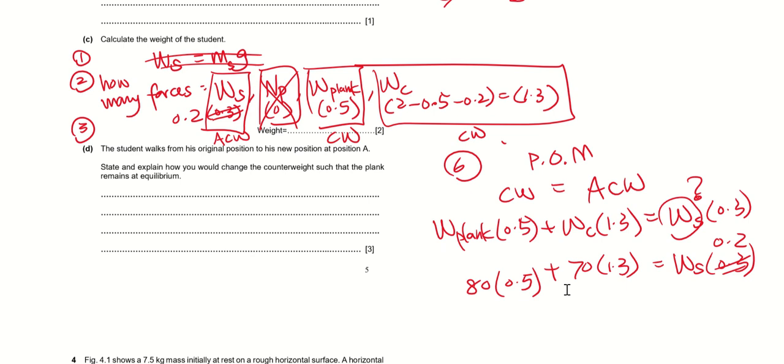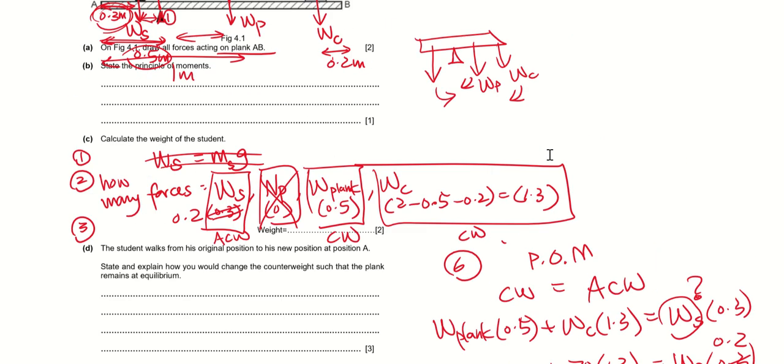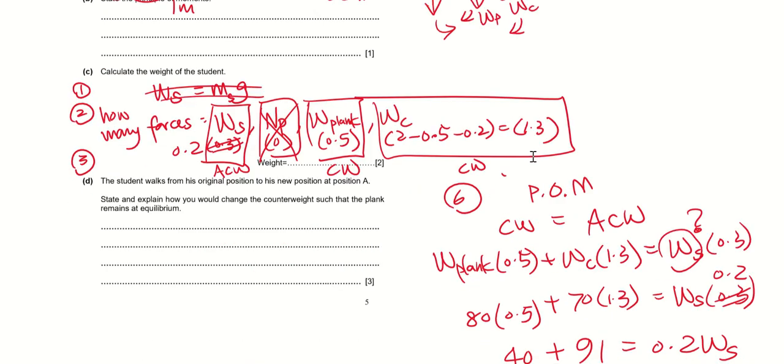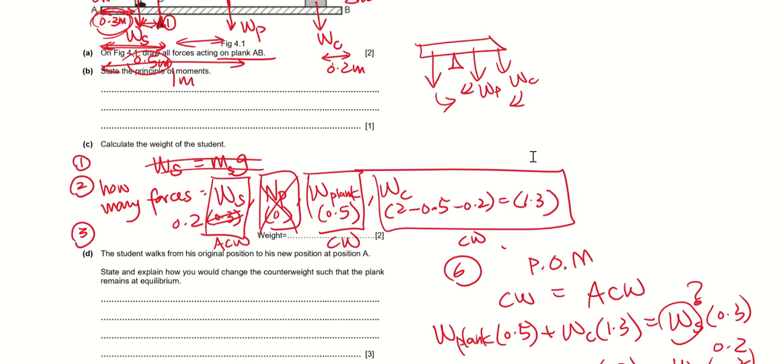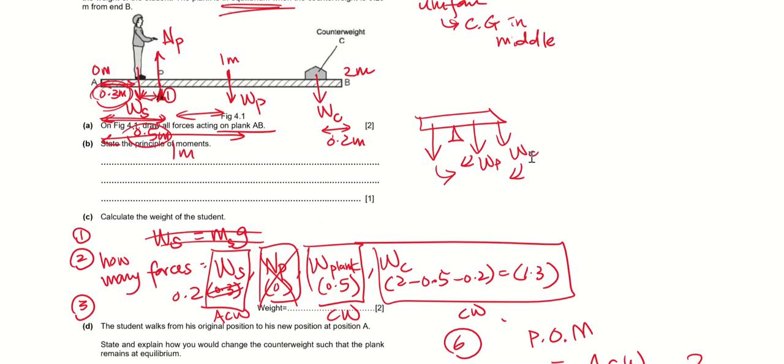So then I do my math. If I were to do all the math correctly, I should get weight of student to be 655 Newton. Okay, so now the student walks from his original position to his new position at position A. So he is actually increasing his perpendicular distance to the pivot, right?